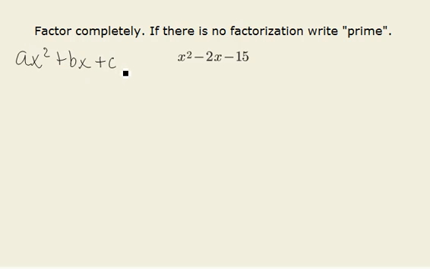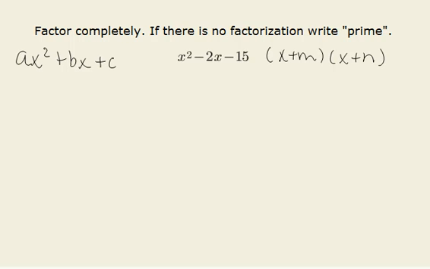And if a quadratic can be factored, it will be in the form x plus m times x plus n, where m and n are two factors of the coefficient c that add up to the coefficient b. So in our example, we are looking for two factors of negative 15 that add to negative 2. Since 15 is negative, one factor will be negative and one will be positive, so that when you multiply them together, you will get a negative 15.